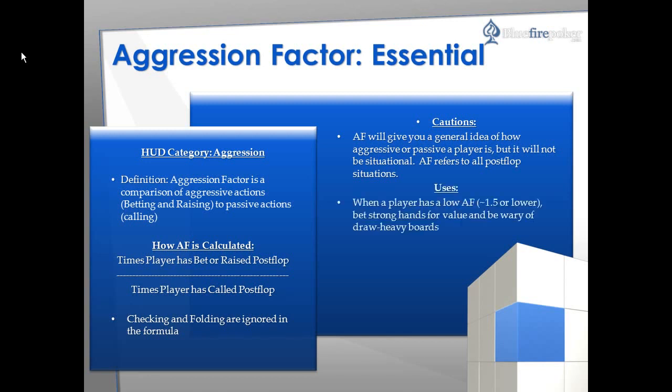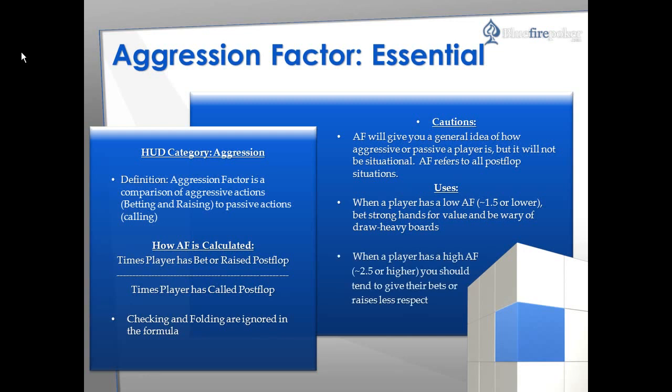Some ways we can use this to our benefit, though, is that when a player has a very low aggression factor, such as around 1.5 or lower, we can bet our strong hands for value and be wary of draw heavy boards if the opponent is likely to call a lot.